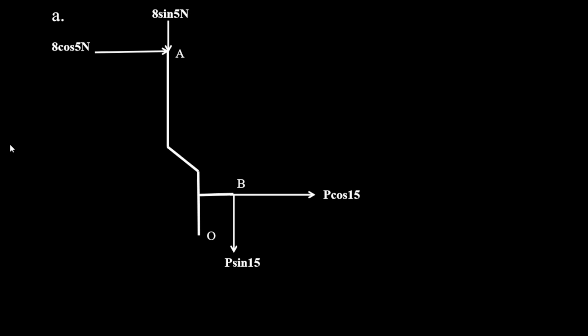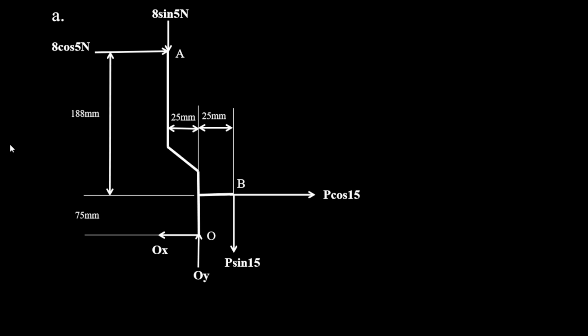When we are done, we put our forces there. So the 8 Newton resolves to 8 cos 5 and 8 sin 5 respectively in the X and Y. Then our P also resolves to P cos 15 and P sin 15. And because our O is a pin joint, we are going to get what? Two forces in terms of what? X and Y. Then we add our distances nicely, and that will be our free body diagram. Nice free body diagram, and then we are done.